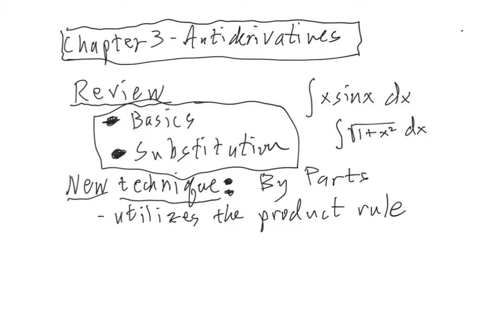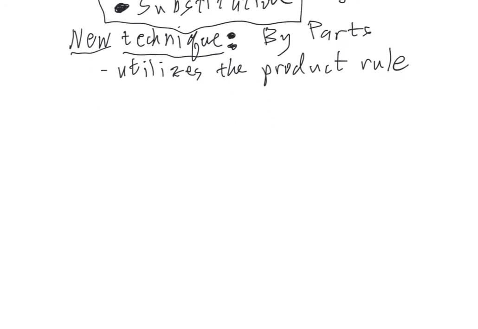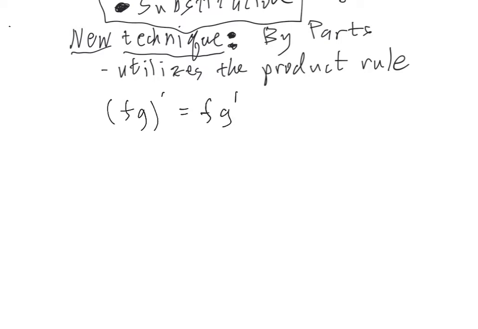So let me create a little space here. And we're going to start with the product rule for derivatives. I'm going to write it briefly. So let's say we have f times g. We take its derivative, and we all know you get f g prime plus f prime g.